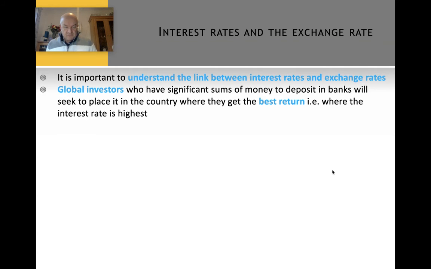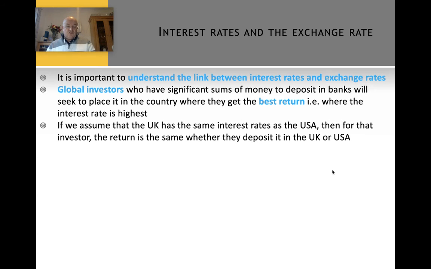Now if you think about it, if you've got a global investor, so anybody with some money to make more money from that money. Where you've got global investors, they will have large amounts of money in deposits in banks, and they're going to seek to get the best return that they can. Okay, so where interest rates are at their highest. Clearly, if you've got high levels of interest rate, then that is going to make your country, relative to other countries and other currencies, more attractive for those global investors.